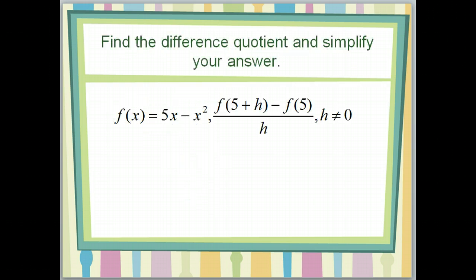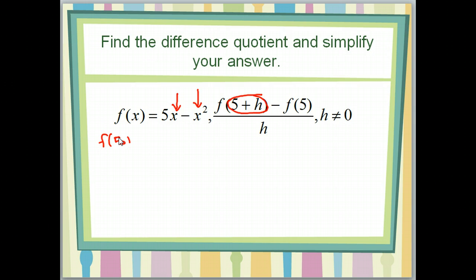This is a difference quotient problem. And you need to think of this really as sort of three separate problems. We're going to find f of 5 plus h, then we're going to find f of 5, we'll subtract those, and then divide everything by h. F of 5 plus h means that we take the 5 plus h and put it in for x into the function. So it's going to look like this.